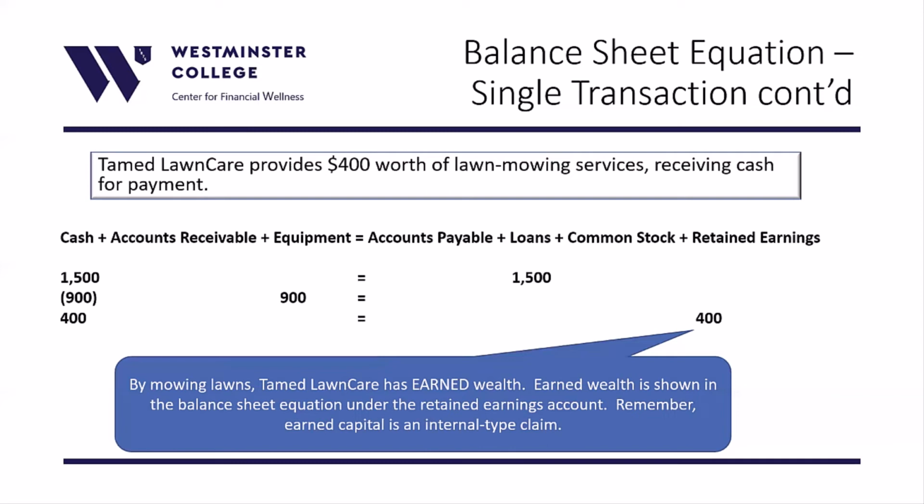Okay, they mowed the lawns and they're going to receive cash. So cash is going to go up by the 400 and they earned it by mowing the lawns. So retained earnings is going to also increase by the 400. So TLC's balance sheet equation is in balance. Okay, assets equals claims. Yep. All right. So it's important to understand the claims in this transaction were specifically internal claims that were earned. So we're going to return to this concept in just a few minutes.